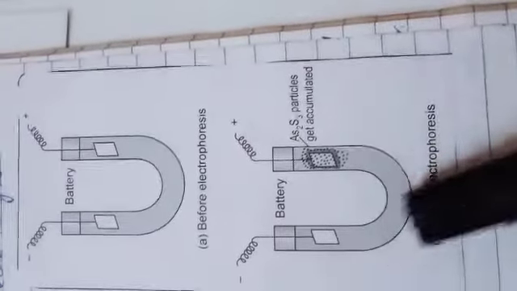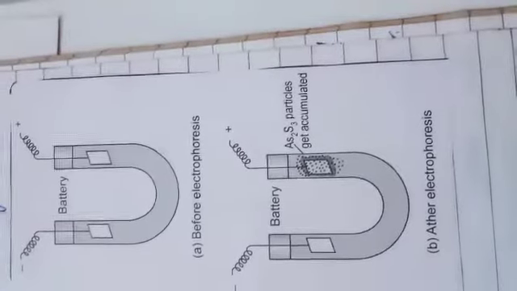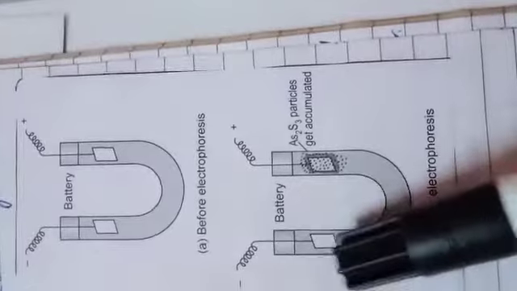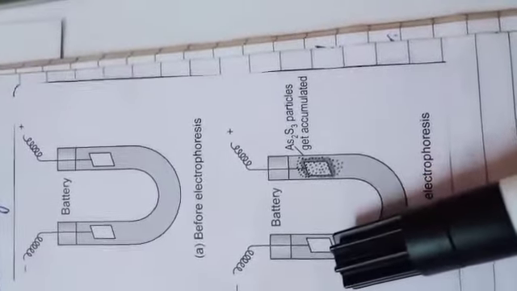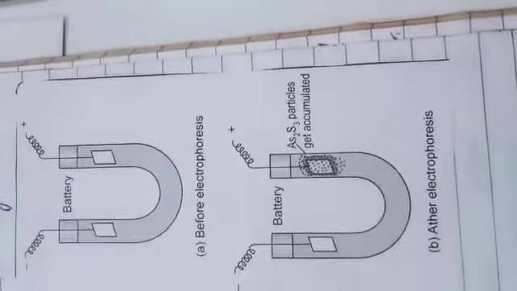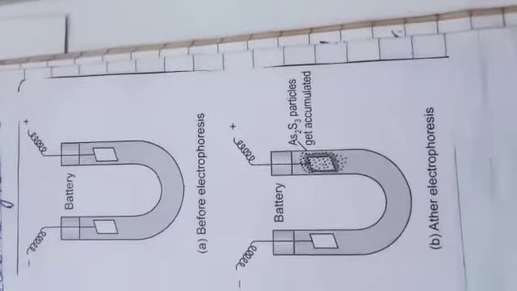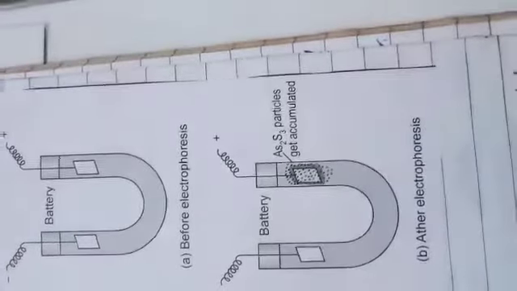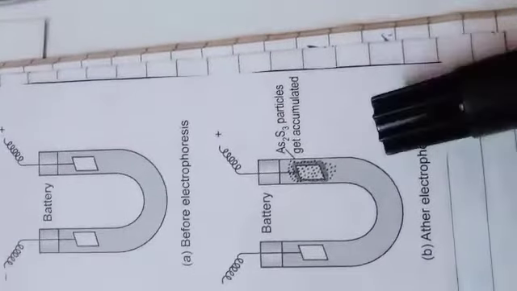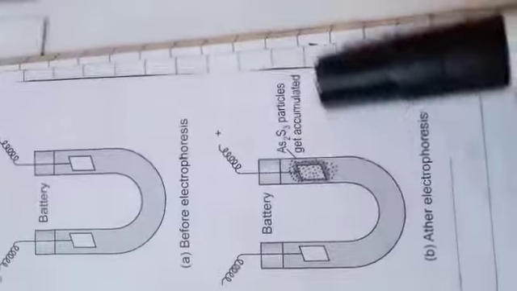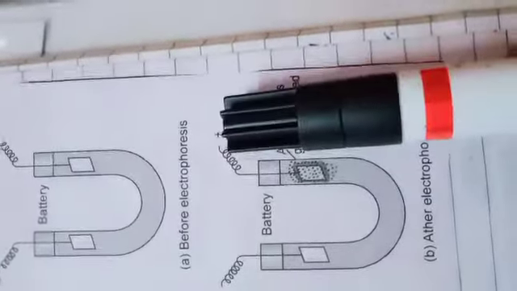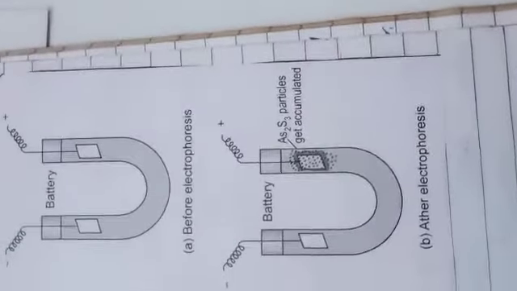Now in this case, if the particles accumulate near the negative electrode, it means the charge on the particle is positive, meaning the colloidal particles were positive. But if particles accumulate on the positive electrode, just like in the case of arsenic sulfide, it means the charge on the particle is negative.